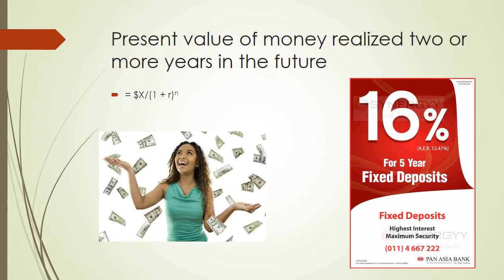All right, we can do the same thing with money realized 2 or more years in the future. It's the same exact formula, just putting the number of years in there as the exponent. So if you go 2 years, 4 years, 10 years, you can do it however you want, and you just put the number of years as the exponent, and you can create the present value of money that you would receive 5 years down the road or 20 years down the road. What's it worth today? Same exact thing.